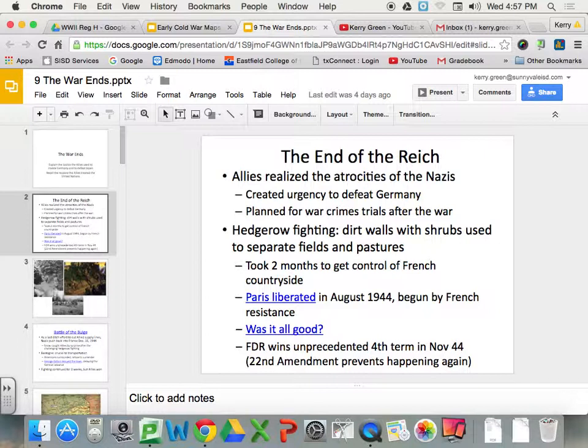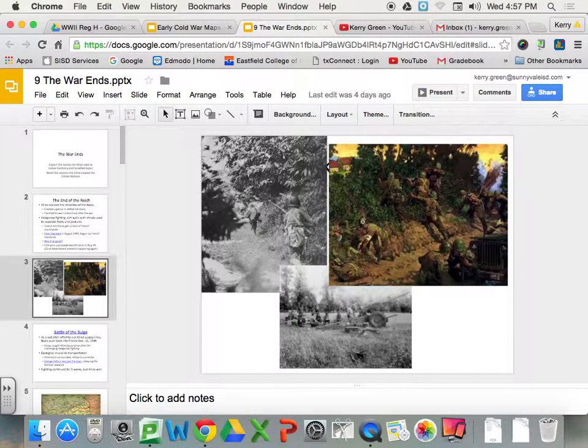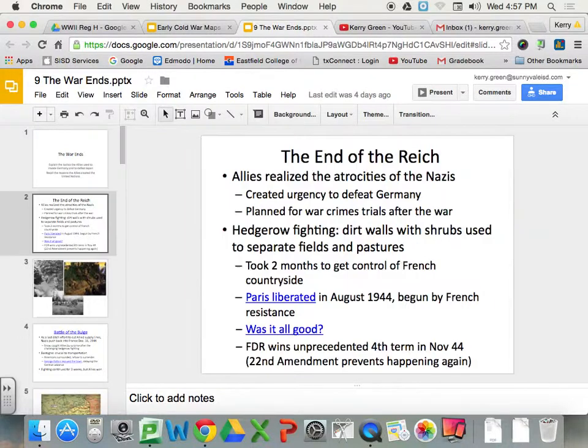Allies, as they begin to discover these atrocities, hold the war crimes trials. A lot of what will happen after the initial invasion of Normandy is what we call hedgerow fighting. Hedgerows are mounds of dirt with trees, often used to separate fields off. So for the American soldiers, it is a process of taking it one field at a time, which makes getting control of northern France a very challenging one.